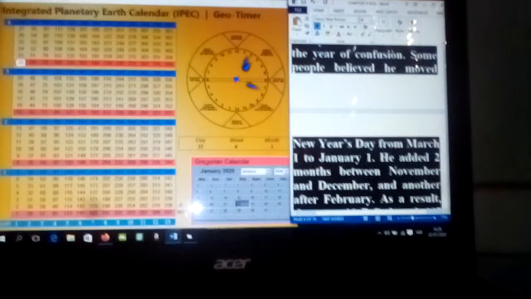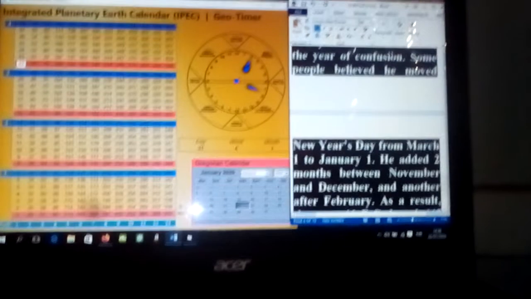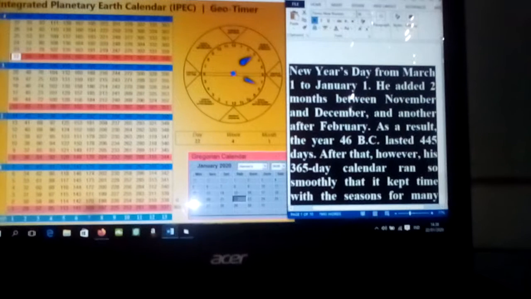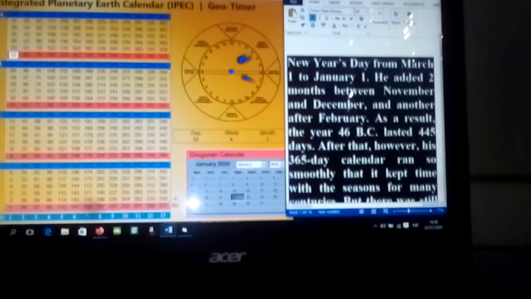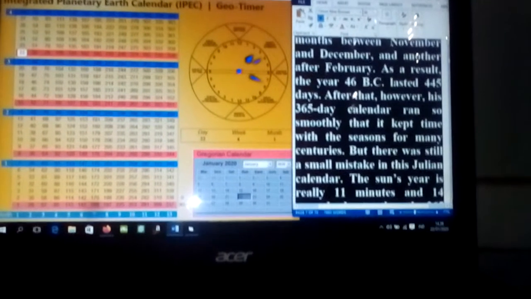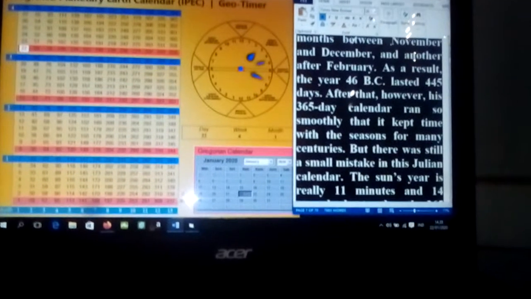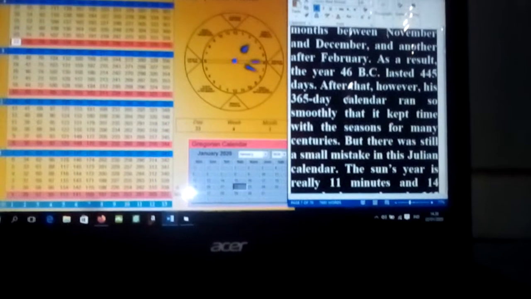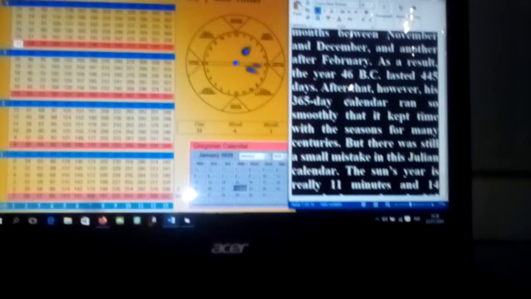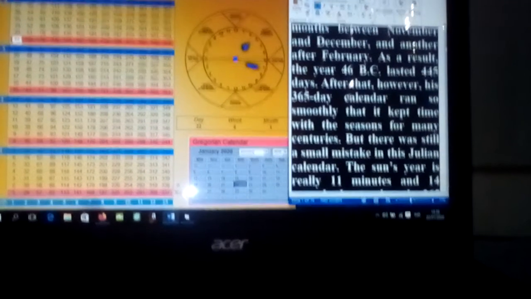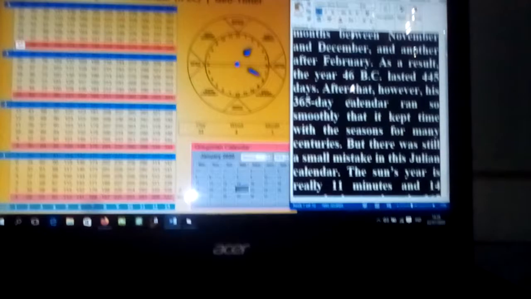Some people believe he moved New Year's Day from March 1 to January 1. He added 2 months between November and December, and another after February. As a result, the year 46 BC lasted 445 days. After that, however, his 365-day calendar ran so smoothly that it kept time with the seasons for many centuries.